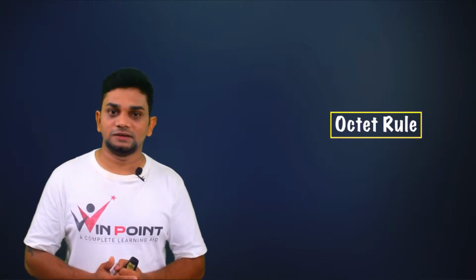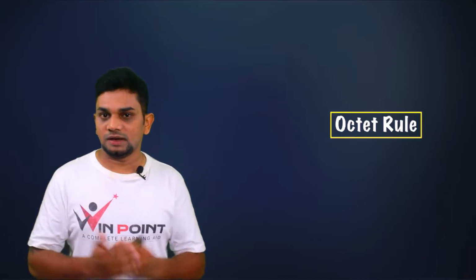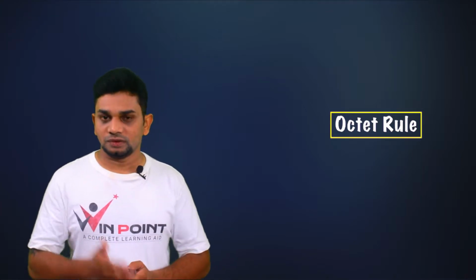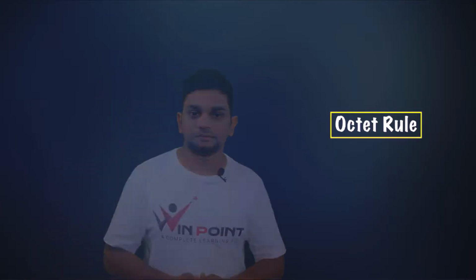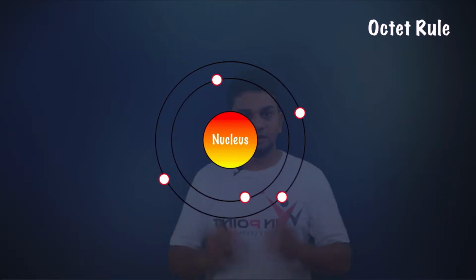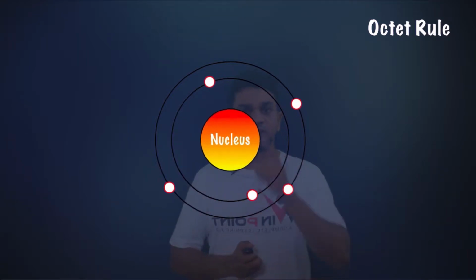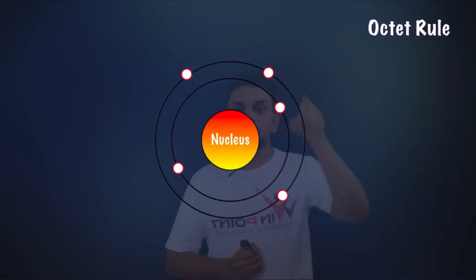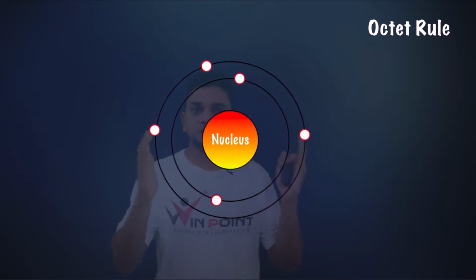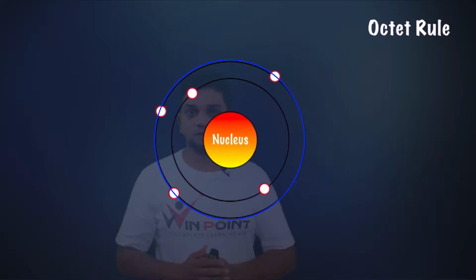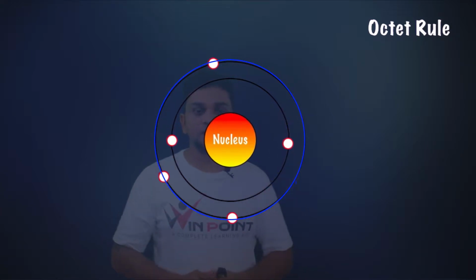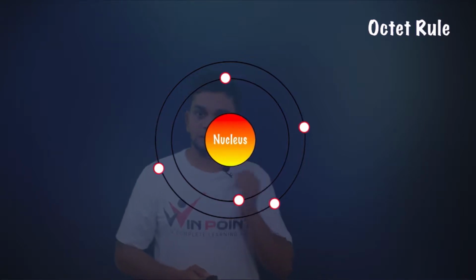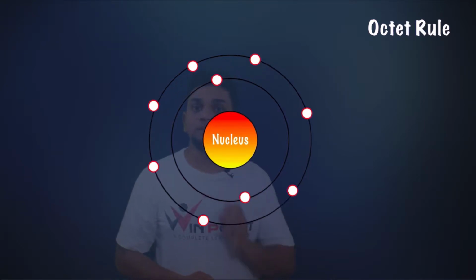Octet means 8. According to this rule, if an atom has 8 electrons in the outermost shell, the atom is stable. First let's observe an atom. Here you can see an atom. In this atom, there is a nucleus at the center, and electrons are revolving around the nucleus. The last shell is known as the outermost shell. If the outermost shell has 8 electrons, the atom is stable.